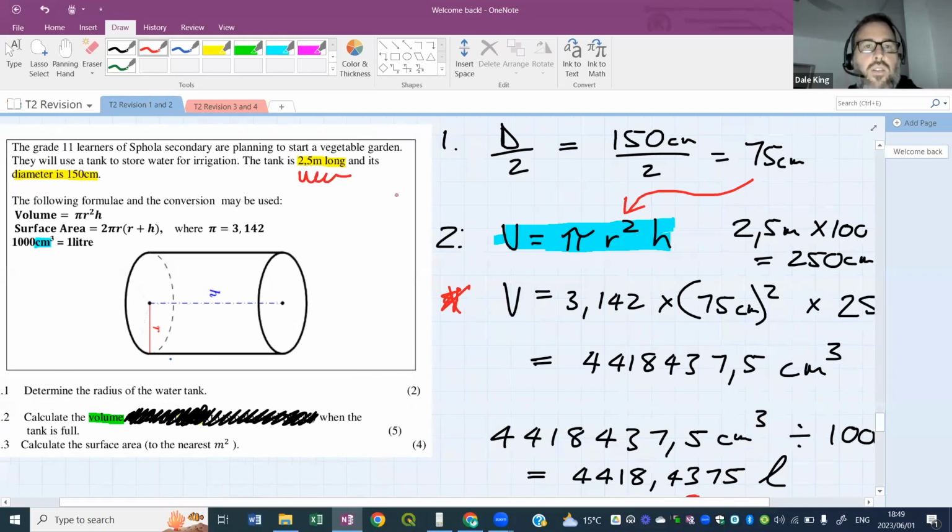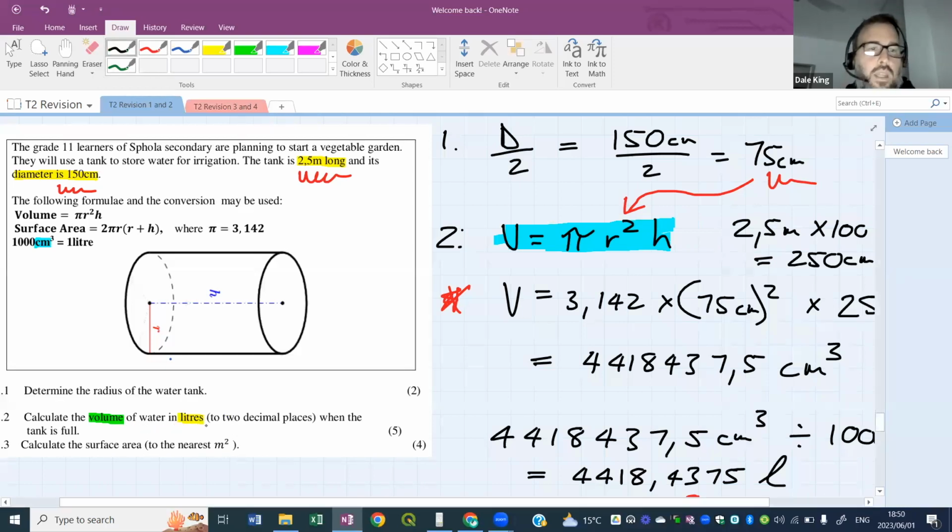So they give us the height or length of 2.5 meters and the diameter, which is 150 centimeters, which we changed to 75 centimeters for the radius. So we've got meters and centimeters in our dimensions, which is no good. Either we have to work with meters or we have to work with centimeters. We can't have 2 different units in the formula. But the clue comes in the question. They tell us, calculate the volume of the water in liters.